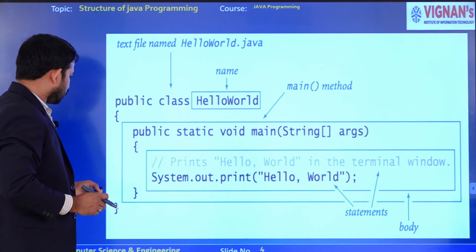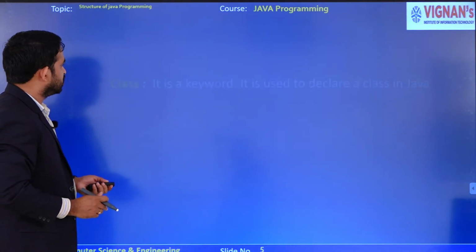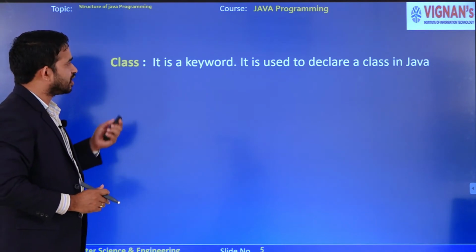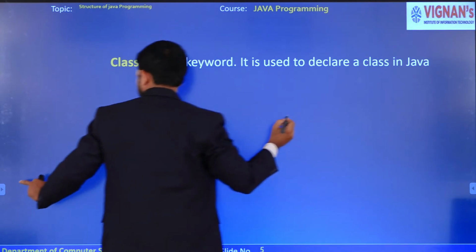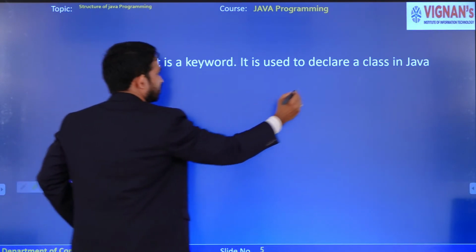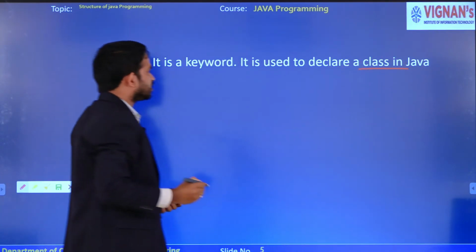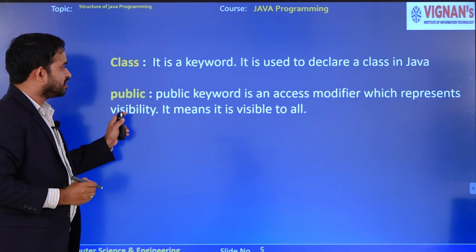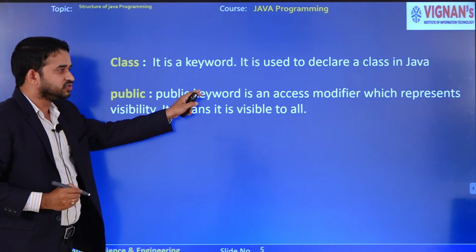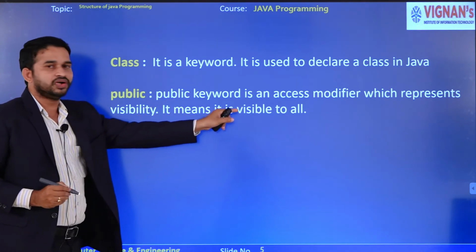Next we go through the keywords one by one, what we are discussing now. So what is the first one? Class. What is the meaning of class? It's a keyword used to declare a class in Java. What is the next one? Public. Public is an access modifier. It means it is visible to all.